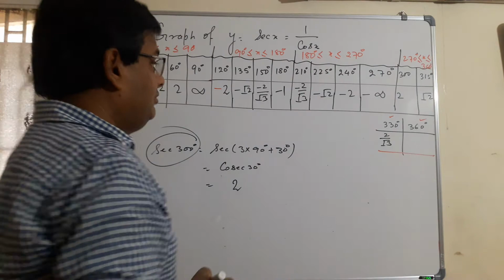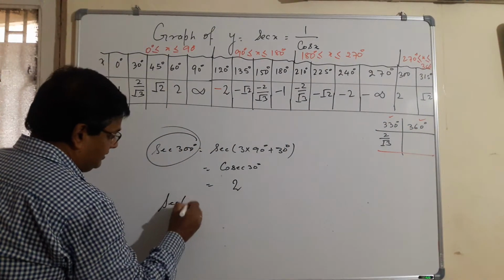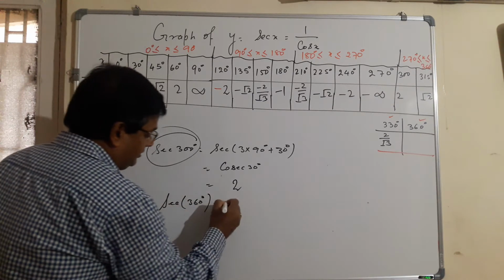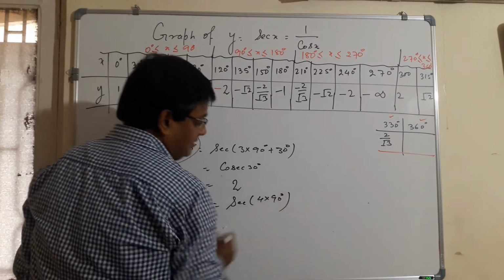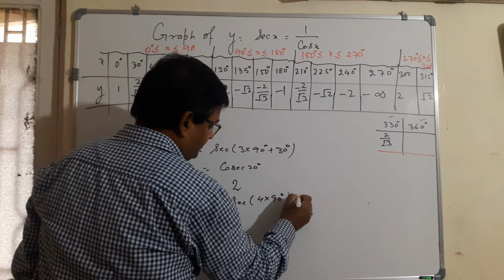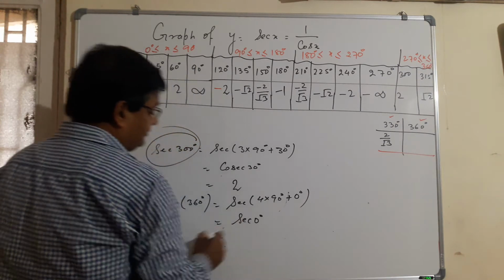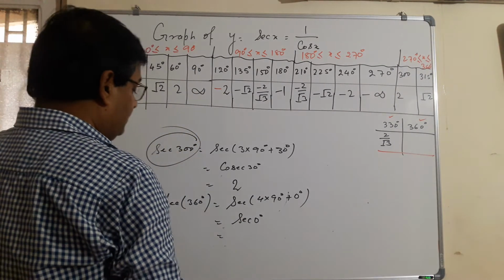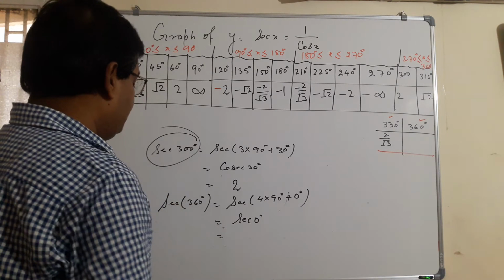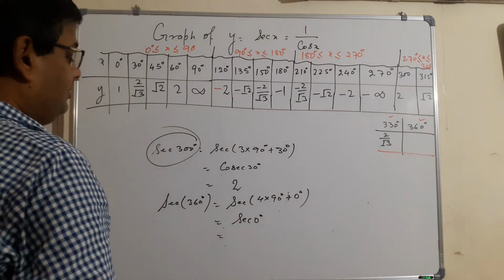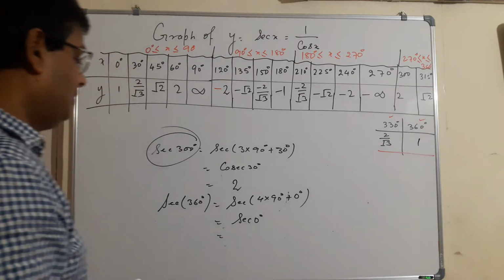Then when 360 degrees, sec 360 degree means sec 4 into 90 degree plus 0. So no change: sec 0 degree, and sec 0 is 1. So here it becomes 1.